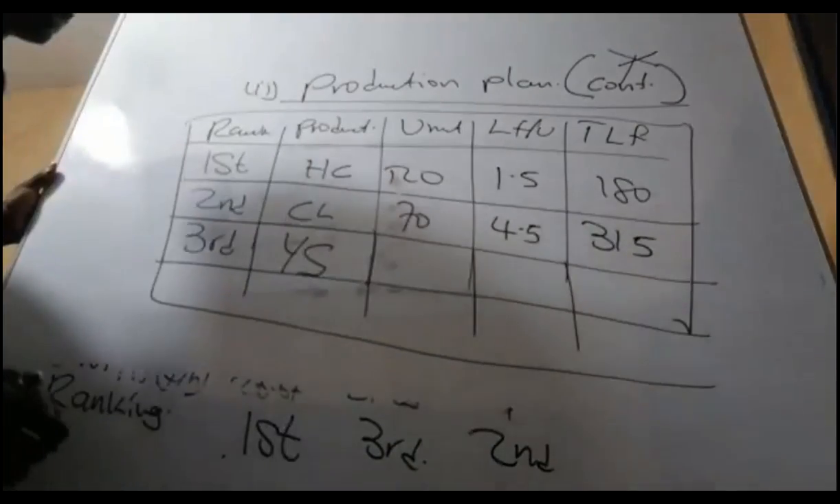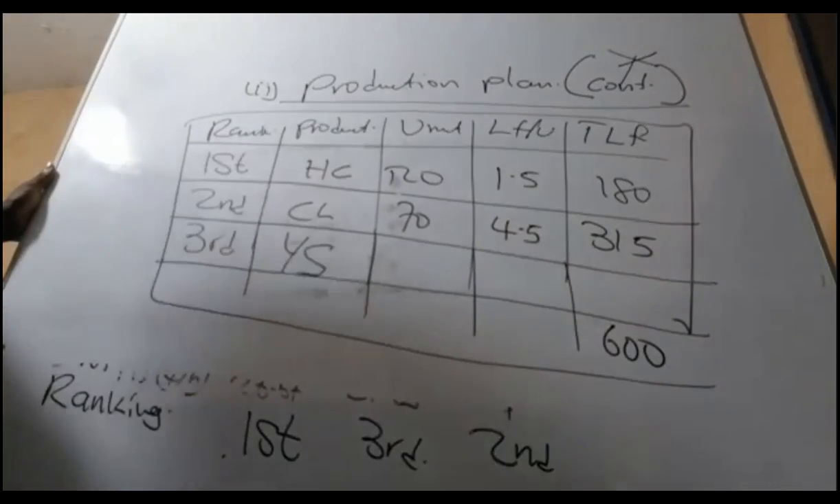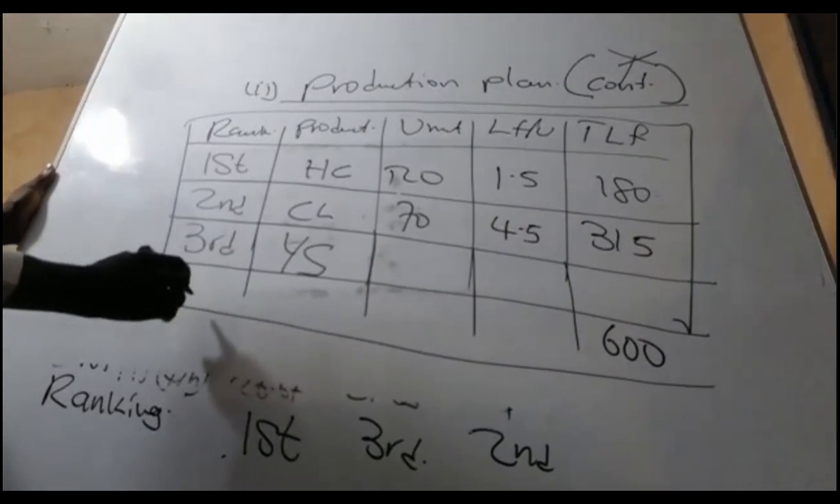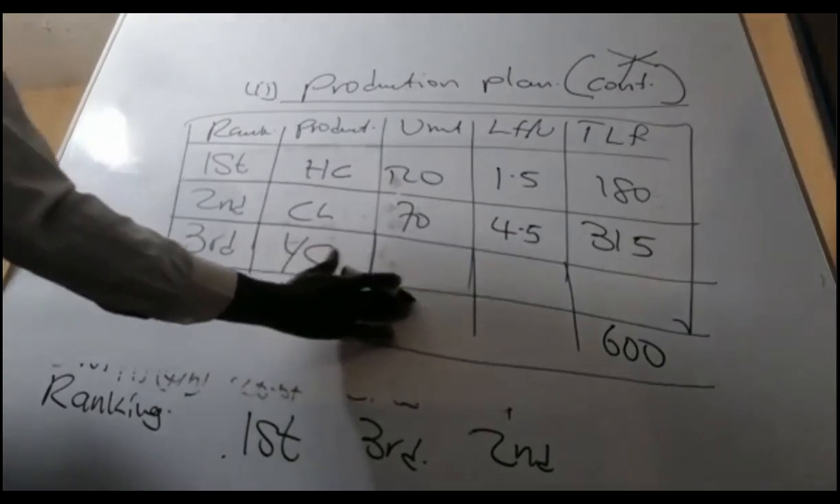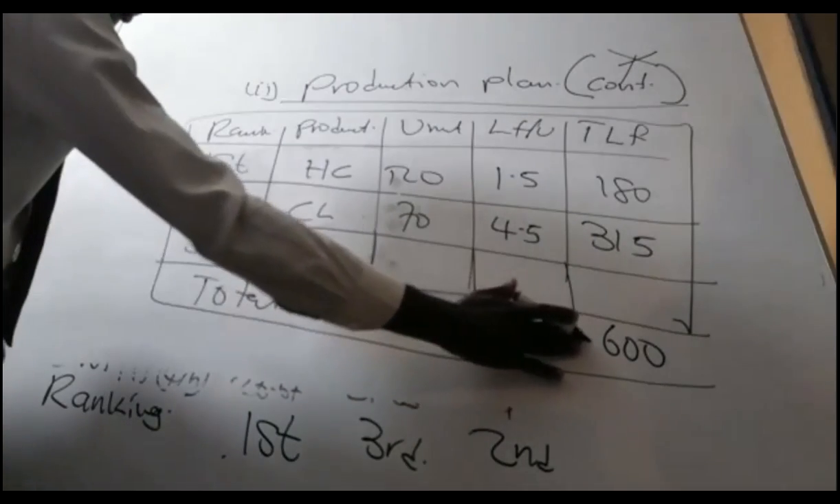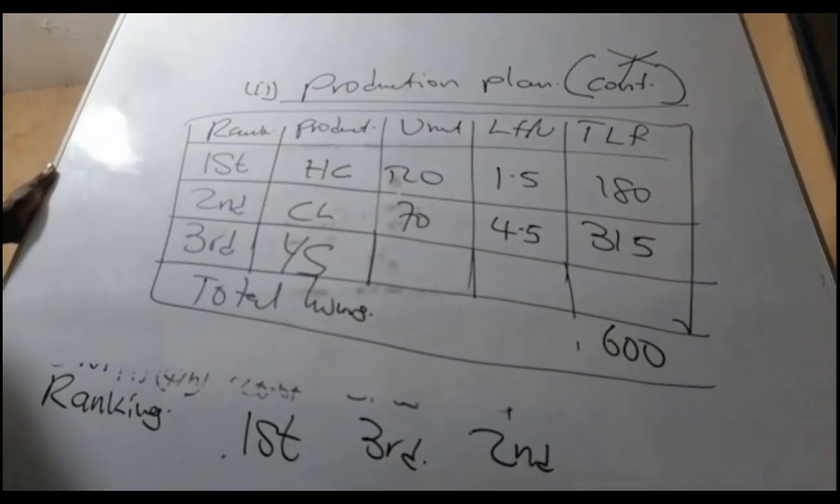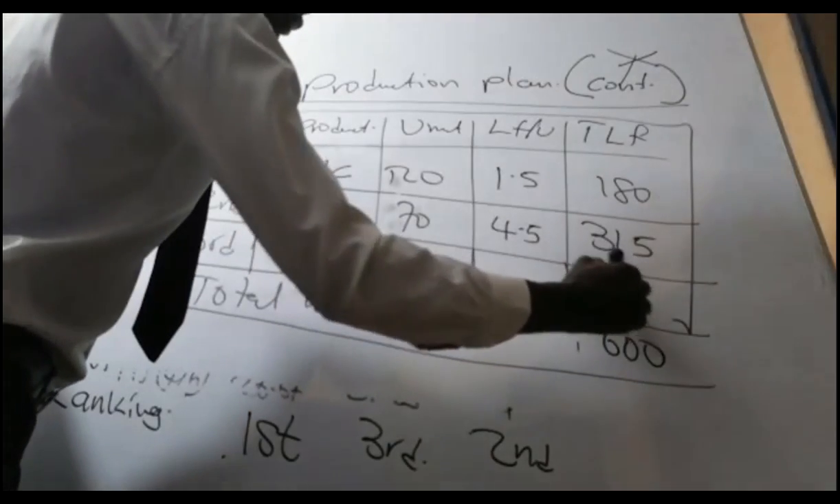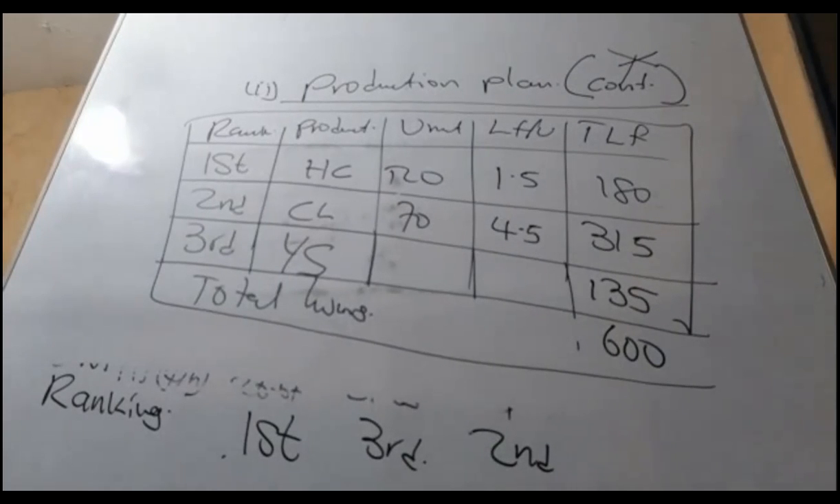Don't forget that we only have 600 hours, right? So once you have the 600 hours, that's the total hours available. So the difference is what? 135. So that's the hours that we have, the remainder. So from there, then we find the difference.